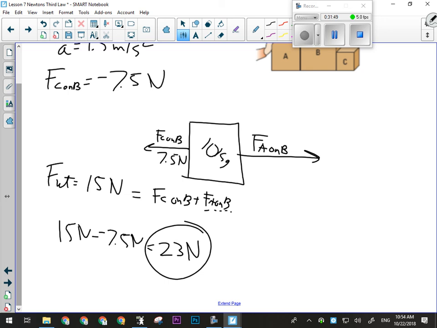So again, just system questions, just like we did before. Nothing has changed in that regard. There's more intuitive stuff, but it still broke down to vector sum of all forces and M times A. I don't know how many times I've said that, but it's a lot now. But they all come down to that.